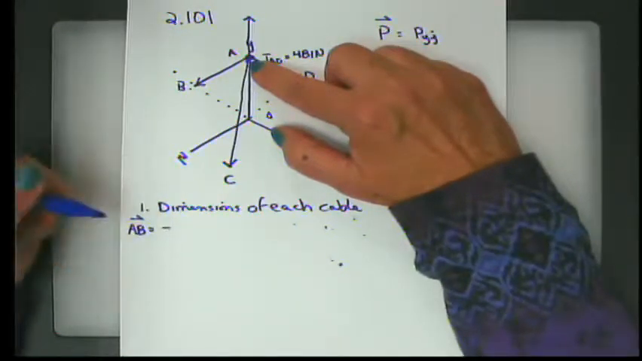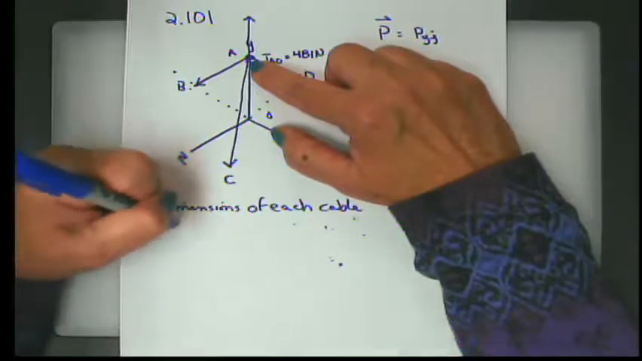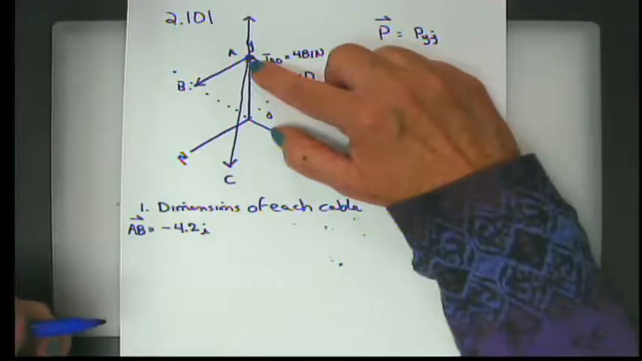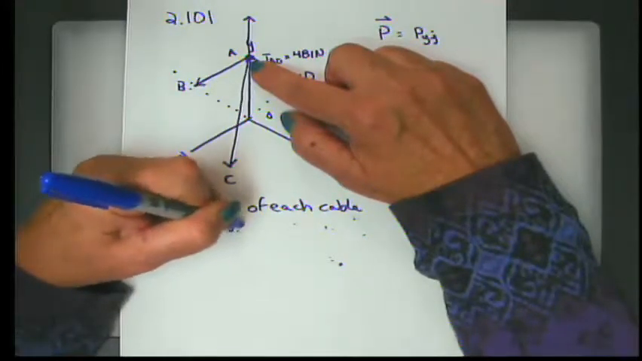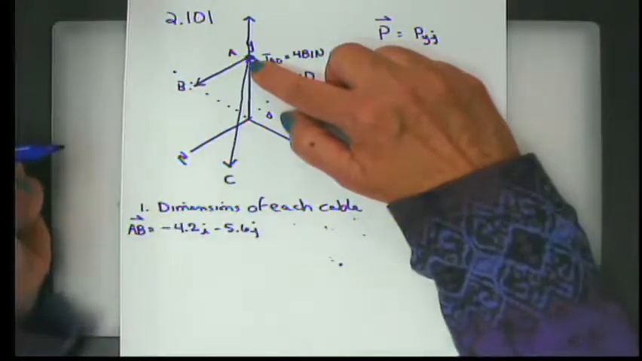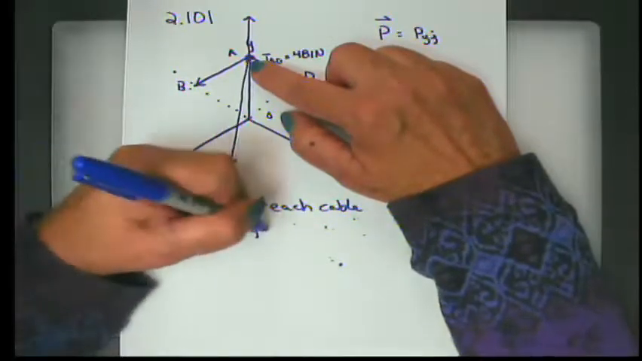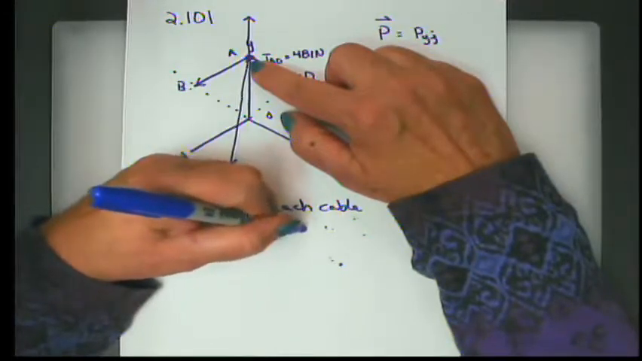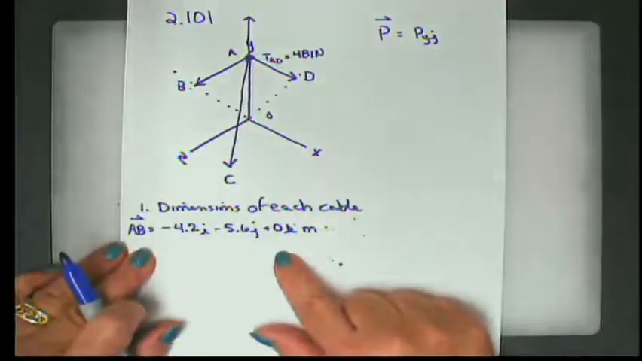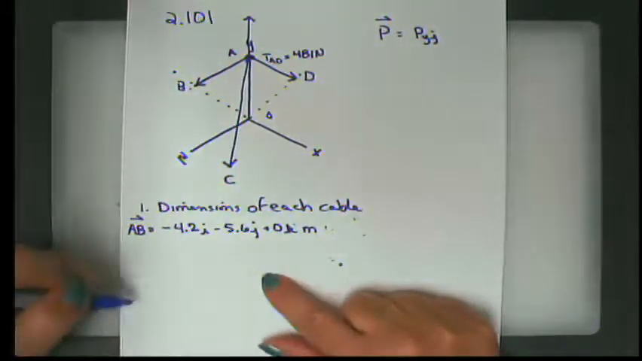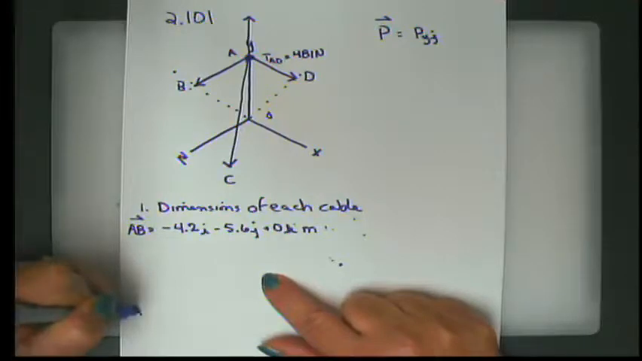AB in the x direction goes from 0 to 4.2 meters in the negative direction. So it's negative 4.2 meters I. From A to B in the y direction is a negative 5.6 meters. And in the z direction, in other words, going backward into the board or forward, it's 0. So this is the dimensions of my cable AB. I'm going to leave a little bit of space because I want to do the others kind of simultaneously.